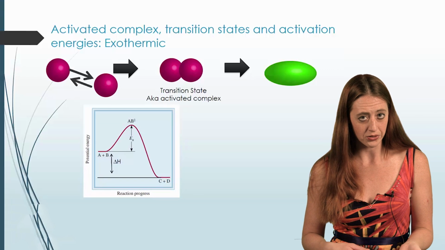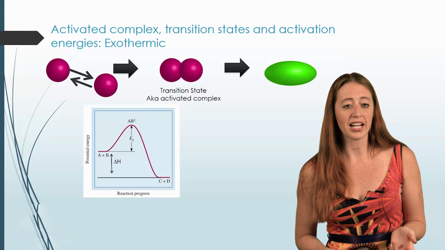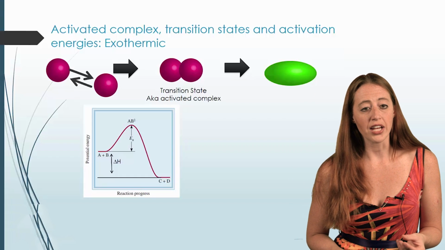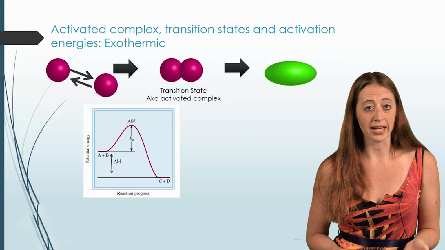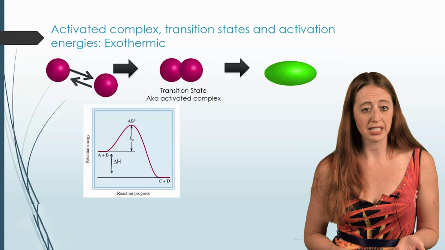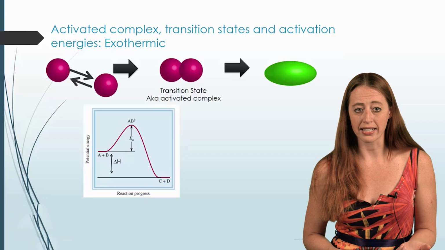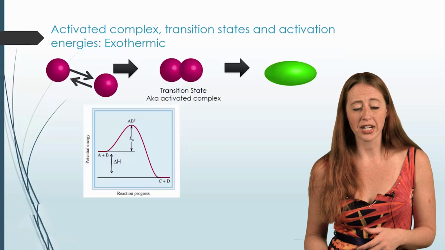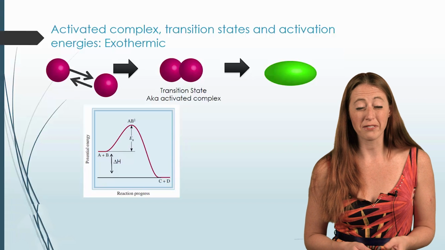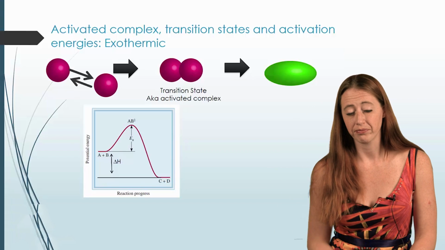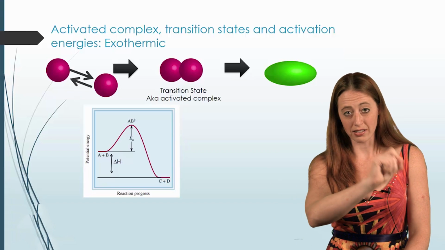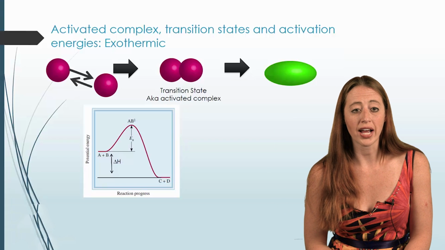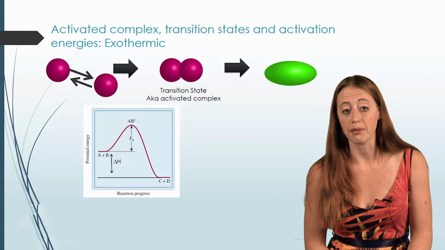So I decided to look at exothermic first. So this is an exothermic reaction. And you can look at this and you can see where your reactants start. So find A plus B on the graph. Those are your reactants. And if you trace the reaction progress, you can see that the first thing it does is go up in energy. And that peak of that energy peak is your transition state, or your activated complex.